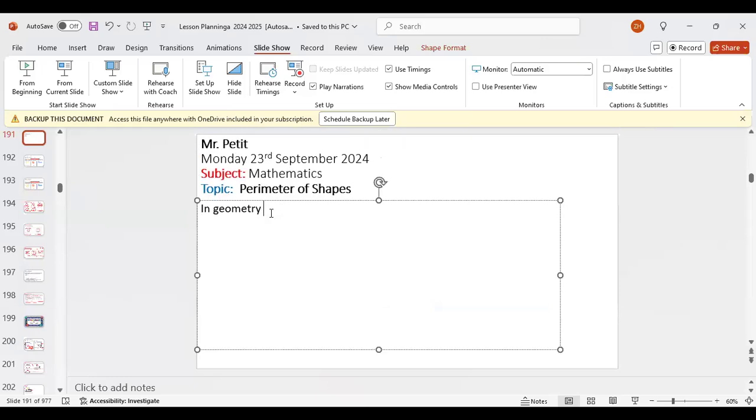In geometry, the perimeter, write this down for me, please. Make sure you write this down in your book. You should have at least two books for my class, so you keep all of your notes together. In geometry, the perimeter of a shape is defined as the total length of the boundary.